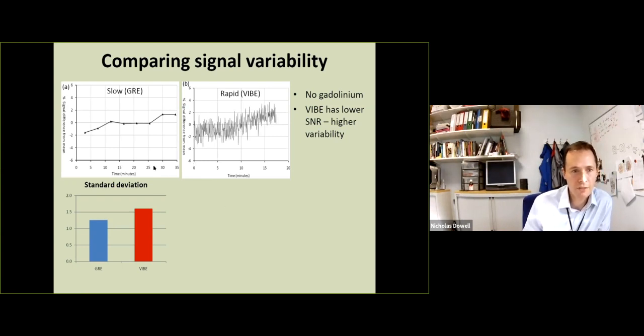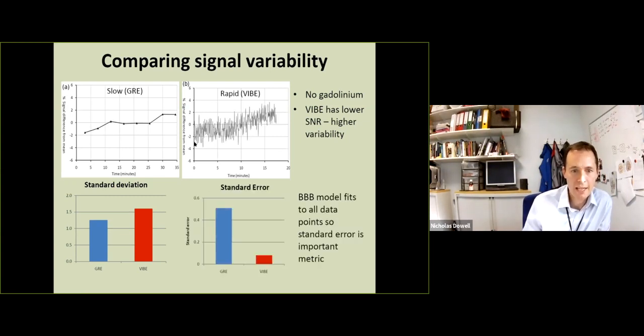But when it comes to fitting for the blood-brain barrier, you use all of the points. And what you're really interested in there is the standard deviation of the mean, the standard error. And it's much lower for the Vibe technique because you've got many more points. So when you fit your data across all of these points, you end up with a better, more reliable value for the signal change.